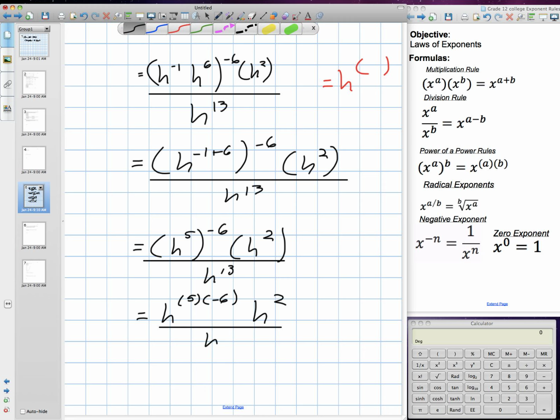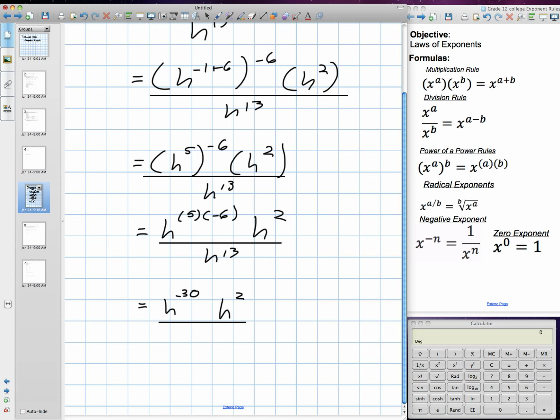Negative what? 30. Good. So this simplifies to h to the power of negative 30, so negative times a positive, times h to the power of 2, divided by h to the 13. Now, some people got confused here. Again, according to BEDMAS, there's only really two more operations left. We have a multiplication and a division. When we have multiplication and division in BEDMAS, which comes first? Anyone know?